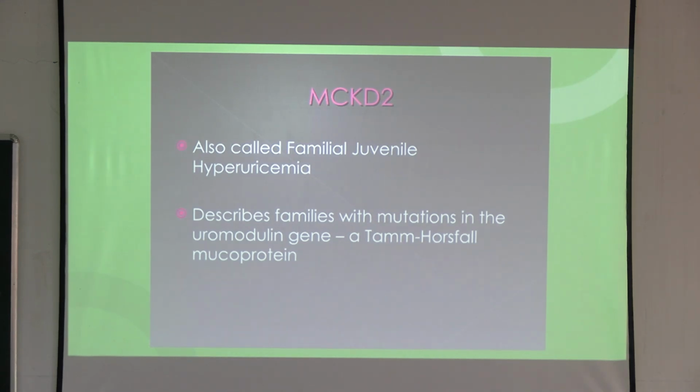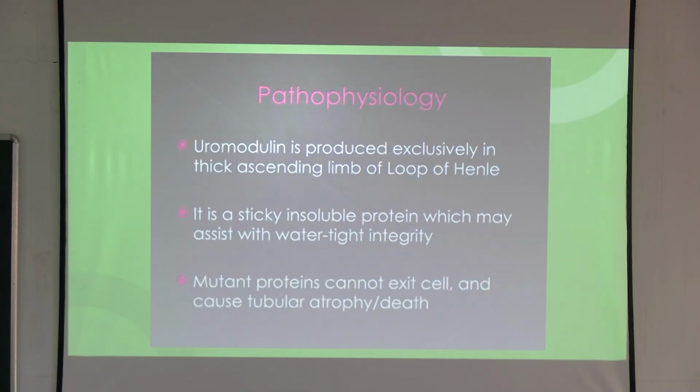Describes family with mutation in the uromodulin gene. Uromodulin is a Tamm-Horsfall mucoprotein. Okay, pathophysiology, uromodulin is produced excessively in the thick ascending loops of kidney. It is a sticky insoluble protein which may assist in watertight integrity. So mutant protein cannot exit cell and causes tubular atrophy or death.